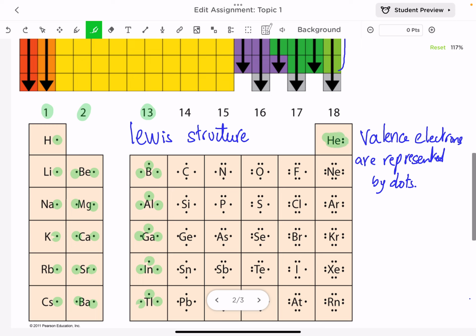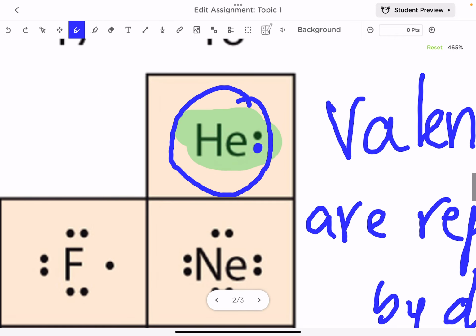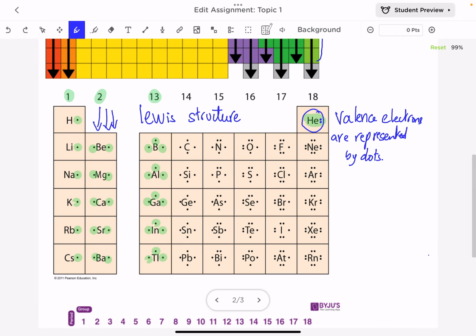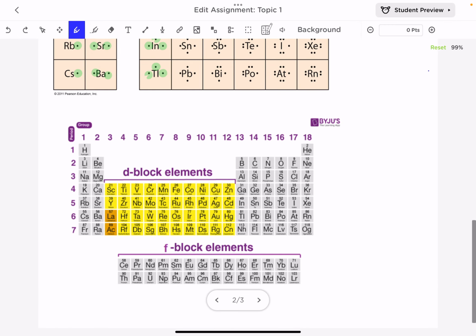Now for helium, as I mentioned, it is the only one belonging to group 18 that has 2 valence electrons. And in order to differentiate between helium having 2 valence electrons and the elements of group 2, we place the dots paired, next to each other, in helium.